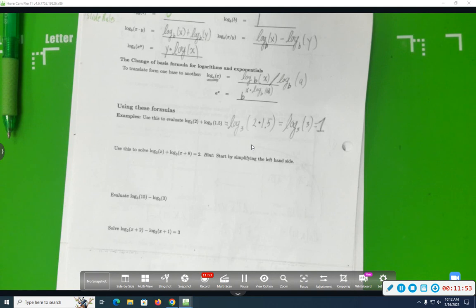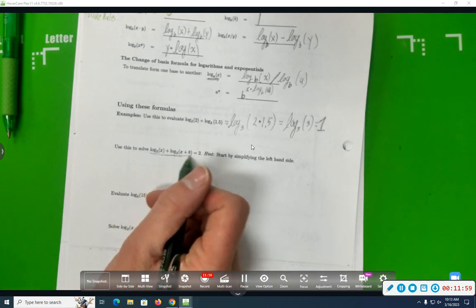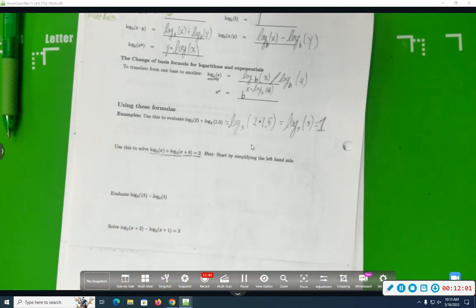So there's a powerful thing that lets you compute things that you couldn't before. It also lets you solve things that you couldn't before. Let's solve this equation. Log base 3 of x plus log base 3 of x plus 8 equals 2. Right now, our solution technique for logarithmic equations is to rewrite them in exponential form. But before we can do that, we need to have only one logarithm up here.